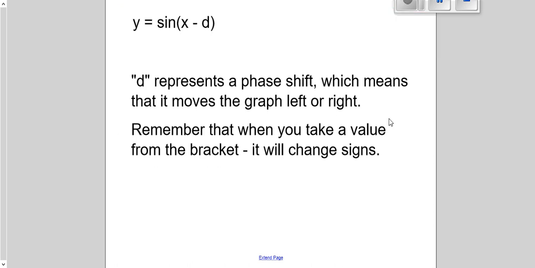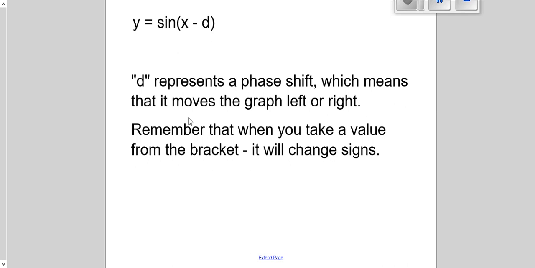Okay, so what you were examining in Desmos was the y equals sine (x minus d) function, and probably what you saw is that it moved it left or right. So we don't actually call it a horizontal translation anymore. We now call it a phase shift. So with sinusoidal functions, it's called a phase shift. And all it does is move your graph left or right.